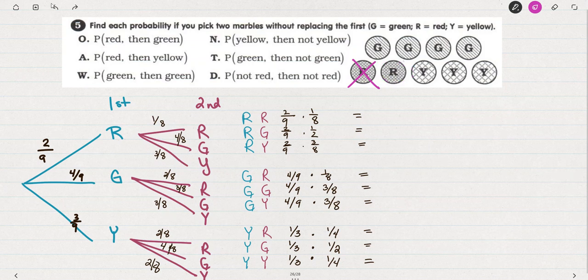Once we draw out a G, one of the G's is gone, and there's only 3 G's left. But there's still 2 reds and 3 yellows. So we'd have a 2 over 8, 3 over 8, or 3 over 8. And then finally, once we draw a yellow, one of those yellows is gone. We don't replace it. So our probabilities are 2 over 8, 4 over 8, and now there's only 2 yellows left, so 2 over 8. You could calculate those probabilities by multiplying, and then you'd be able to answer the different questions that are here.